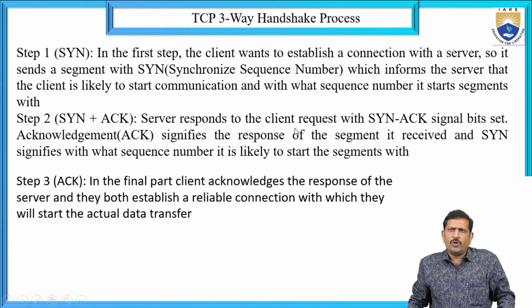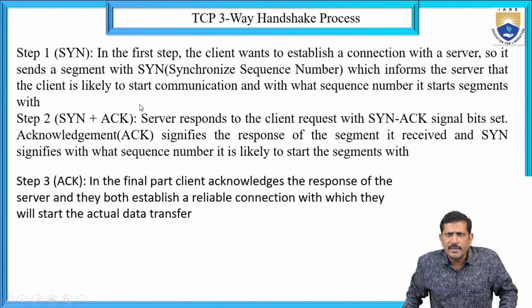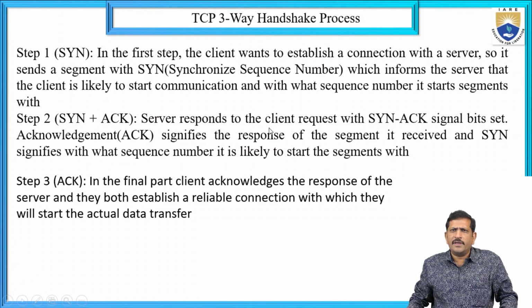Three-way handshaking process. In the first step, the client wants to establish a connection with a server. So it sends a segment with a synchronize sequence number, which informs the server that the client is likely to start the communication and what sequence number it starts segmenting with. Once the server receives this synchronize sequence number, it immediately responds with an acknowledgement along with its sequence number. Step 2: the server responds to the client request with acknowledgement along with sequence number, signal bits set.